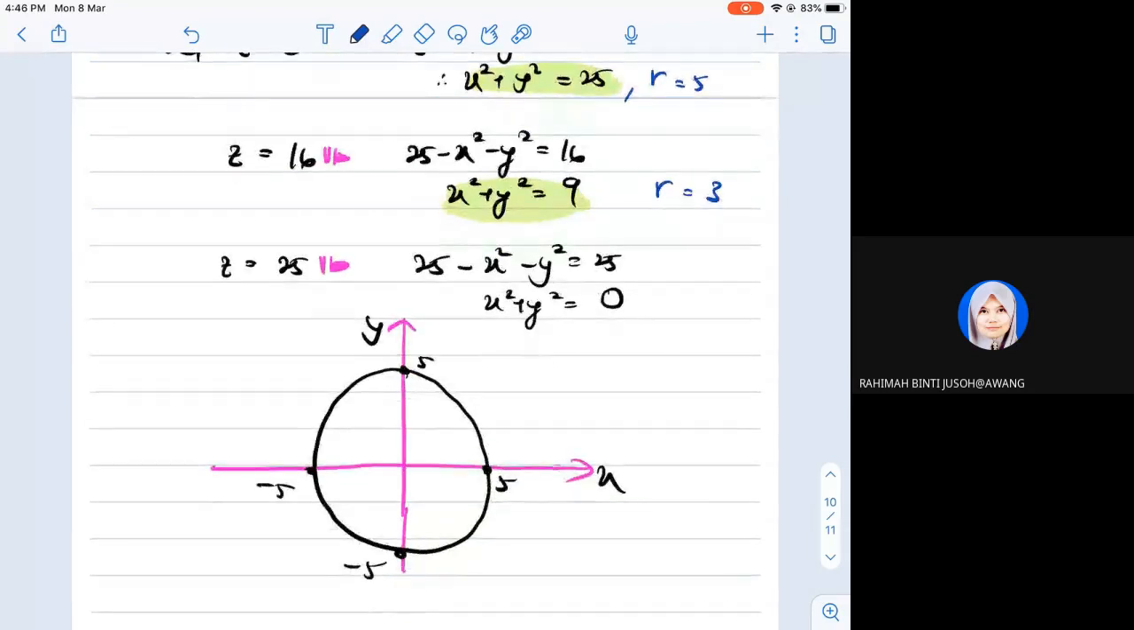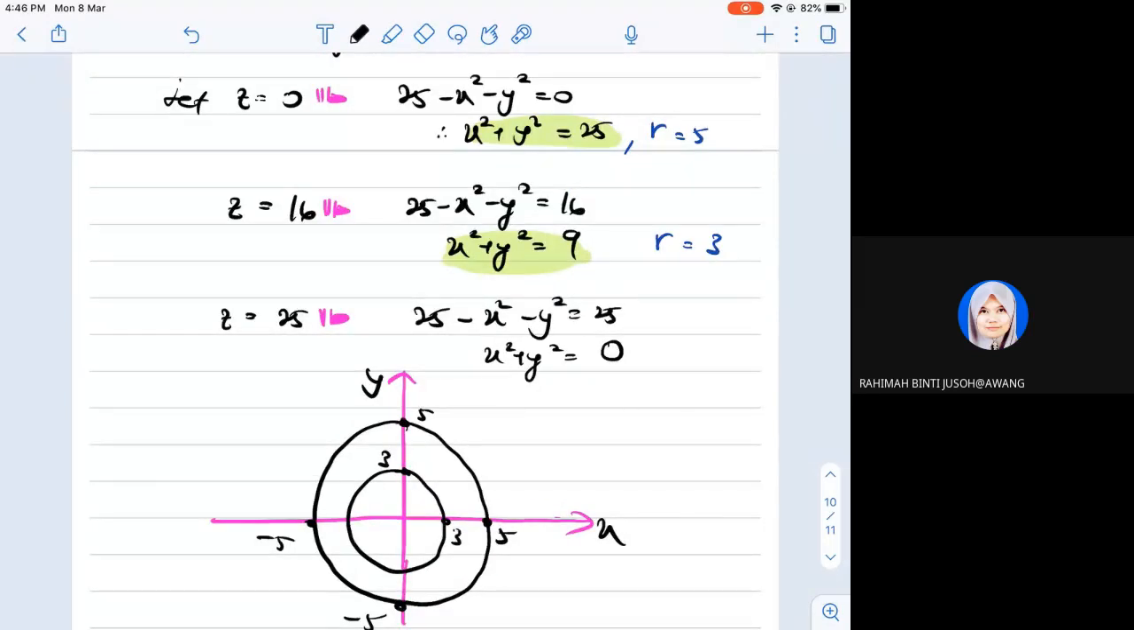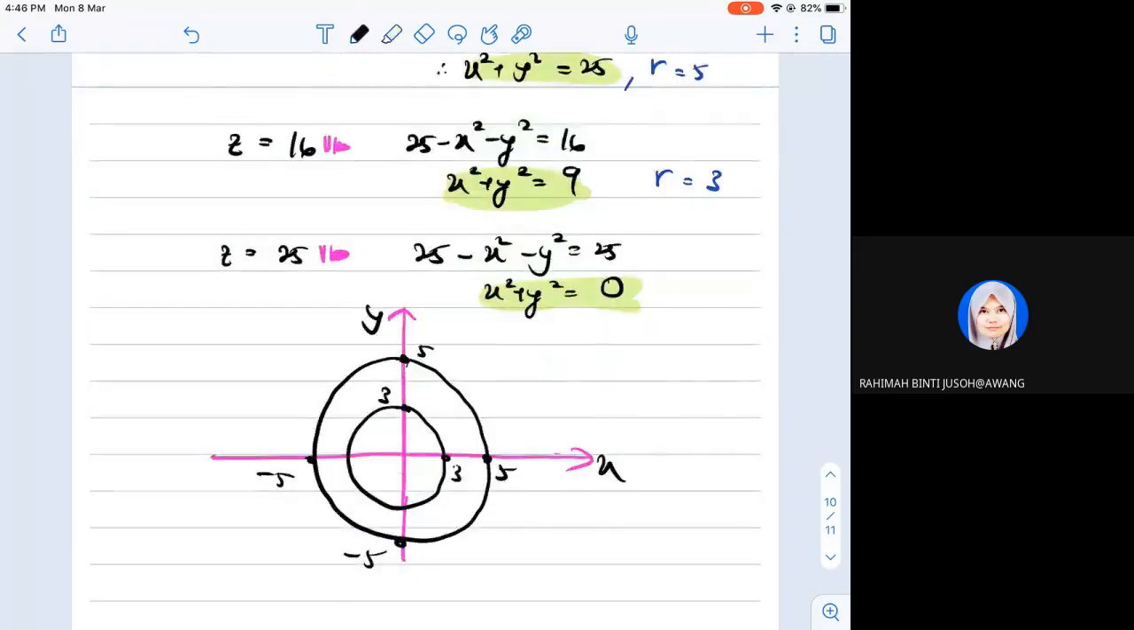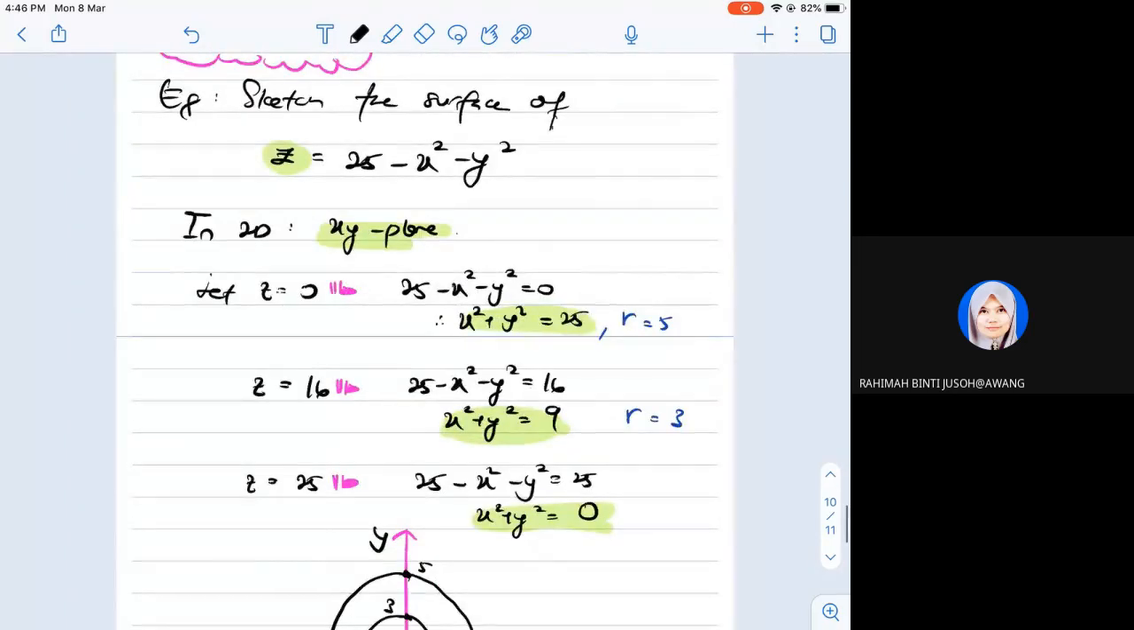Dia patut lebih kecil daripada the first circle tu sebab radius dia 3. So we have this circle. Okay, radius 3. Right here, 3. And the last one we have X squared plus Y squared equals to 0. So we just have a point here, 0, 0. Okay, a point of 0, 0. So that's it. That's for the XY plane.